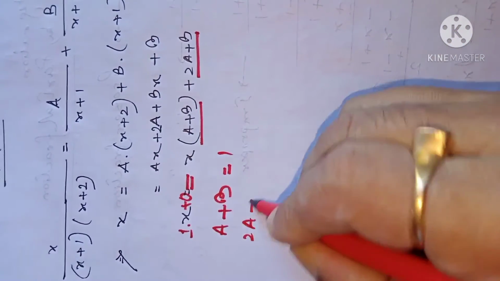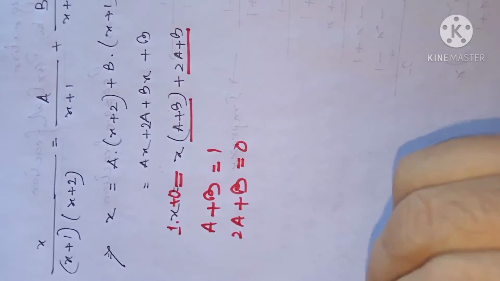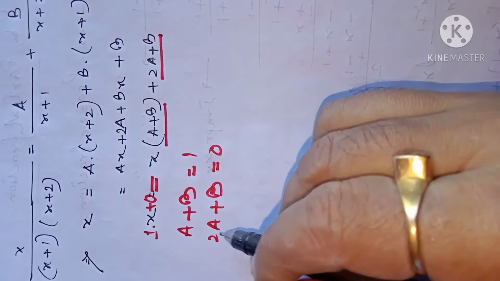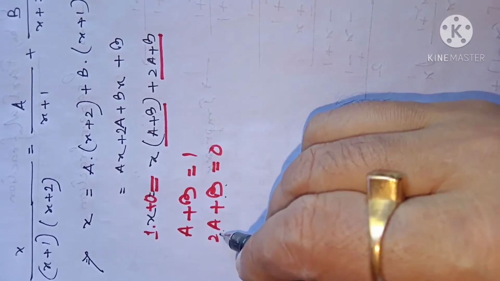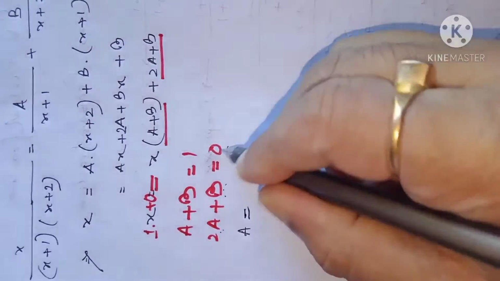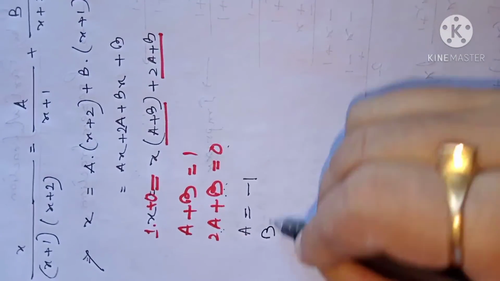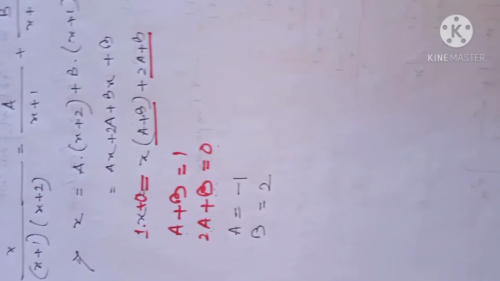We can say like this, 2a plus b is equal to 0. Then find the value of a and b from here: subtract from 2a plus b this equation a plus b, then you will get 2a minus a is a, then b minus b is 0, equal to 0 minus 1 is minus 1. A is minus 1, put here, then b will be equal to 2. If you put here minus 1, it will go that side, it will be 2.